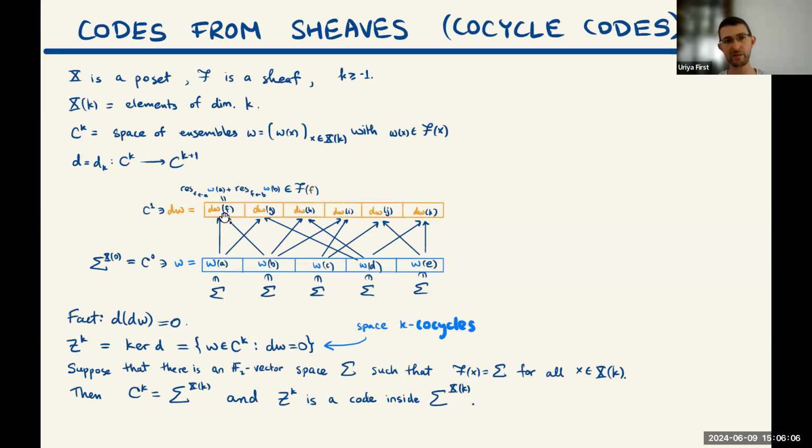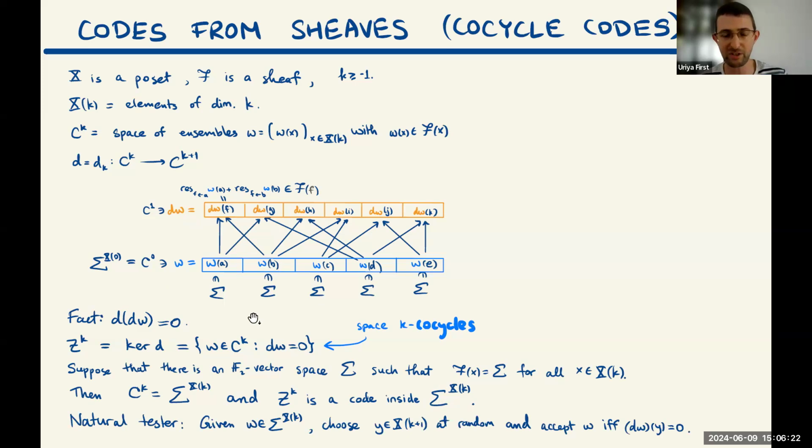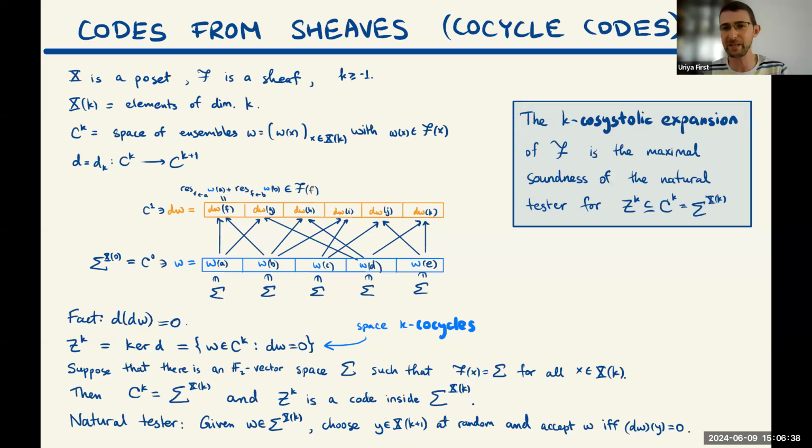And moreover, notice that this code is basically defined by sparse constraints, right? Each of those faces, the (k+1)-dimensional faces, the one-dimensional faces here, define the constraints that determine Z^0. So there is a natural tester for that. Just take a (k+1)-dimensional face at random and accept your word if and only if dw is 0 at that face. And is this an efficient tester? Well, by definition, the k-cosystolic expansion of F is the maximal soundness of this tester.